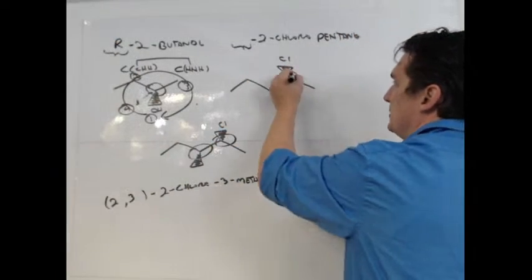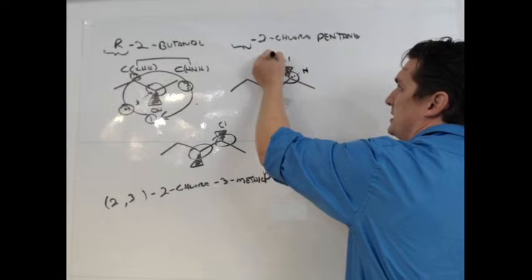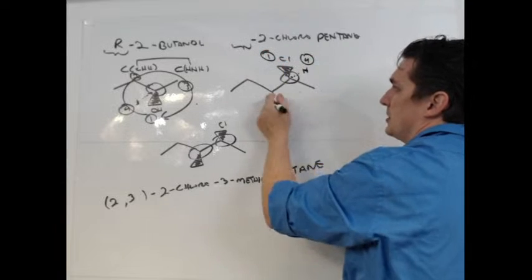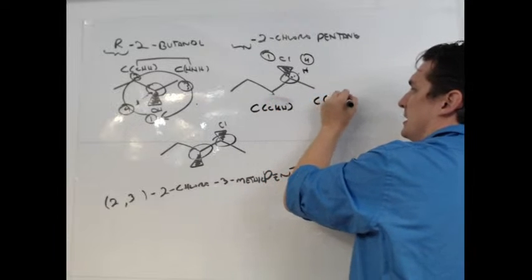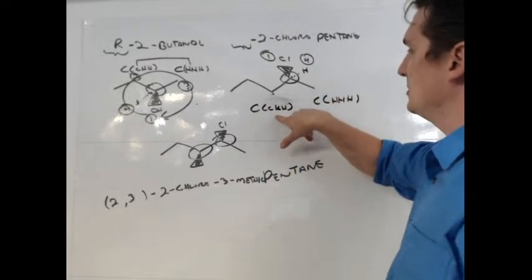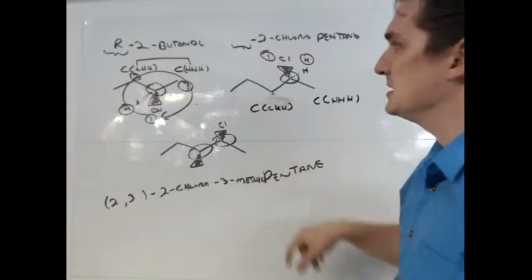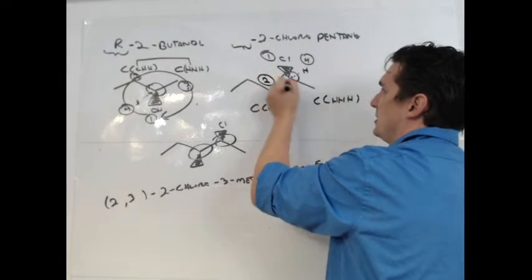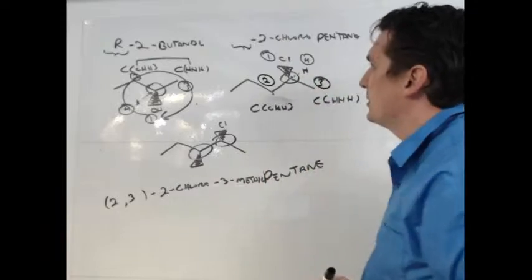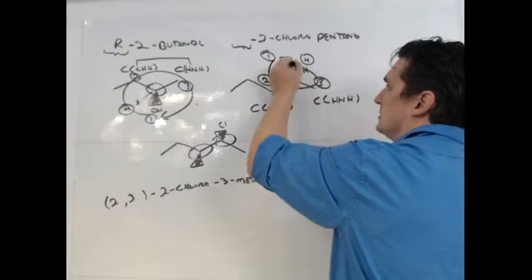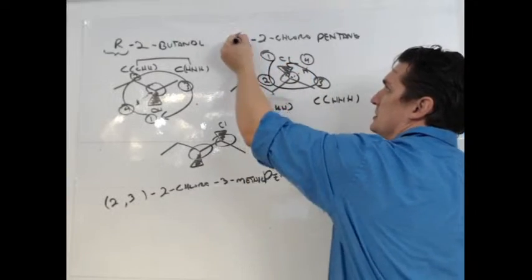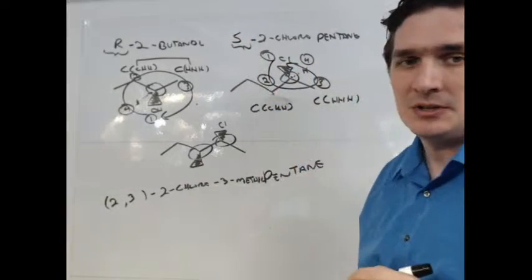Chlorine's going to work the same way over here. Chlorine's the highest priority, hydrogen's the lowest. We have two carbons. This carbon's bound to carbon and two hydrogens. This carbon is bound to three hydrogens. The first point of difference is carbon versus hydrogen, since carbon has the higher atomic number. This would be the second priority, and this would be the third priority. Because the hydrogen's already back, we just rotate it. This goes counterclockwise, so this is S-2-chloropentanol.